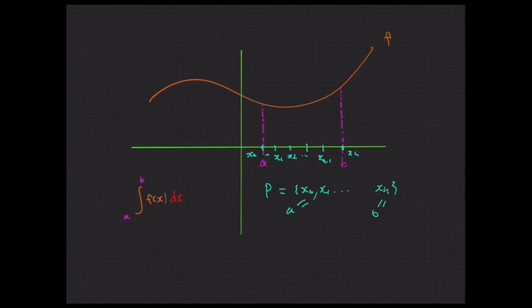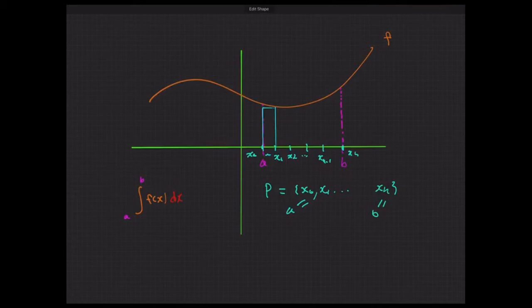So on the interval from x0 to x1, the minimum value looks to be here, and I'm going to make this the side of the first rectangle, and this is going to be the top, and here we go. I have my first rectangle in the lower sum. Then I'm going to do the same thing.